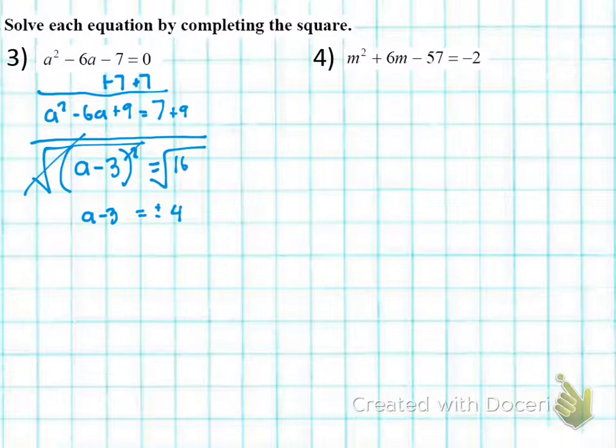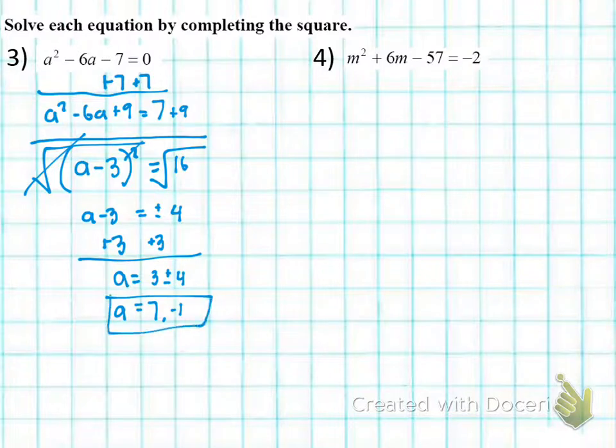The mistakes, most of you got it right. So you would add 3 to both sides. So the answer is going to be a is equal to 3 plus or minus 4. What's 3 plus 4? 7. 3 minus 4? Negative 1. Somebody put negative 7, negative 1, or positive 1. I'm not sure where that came from, but those are your two answers, okay?